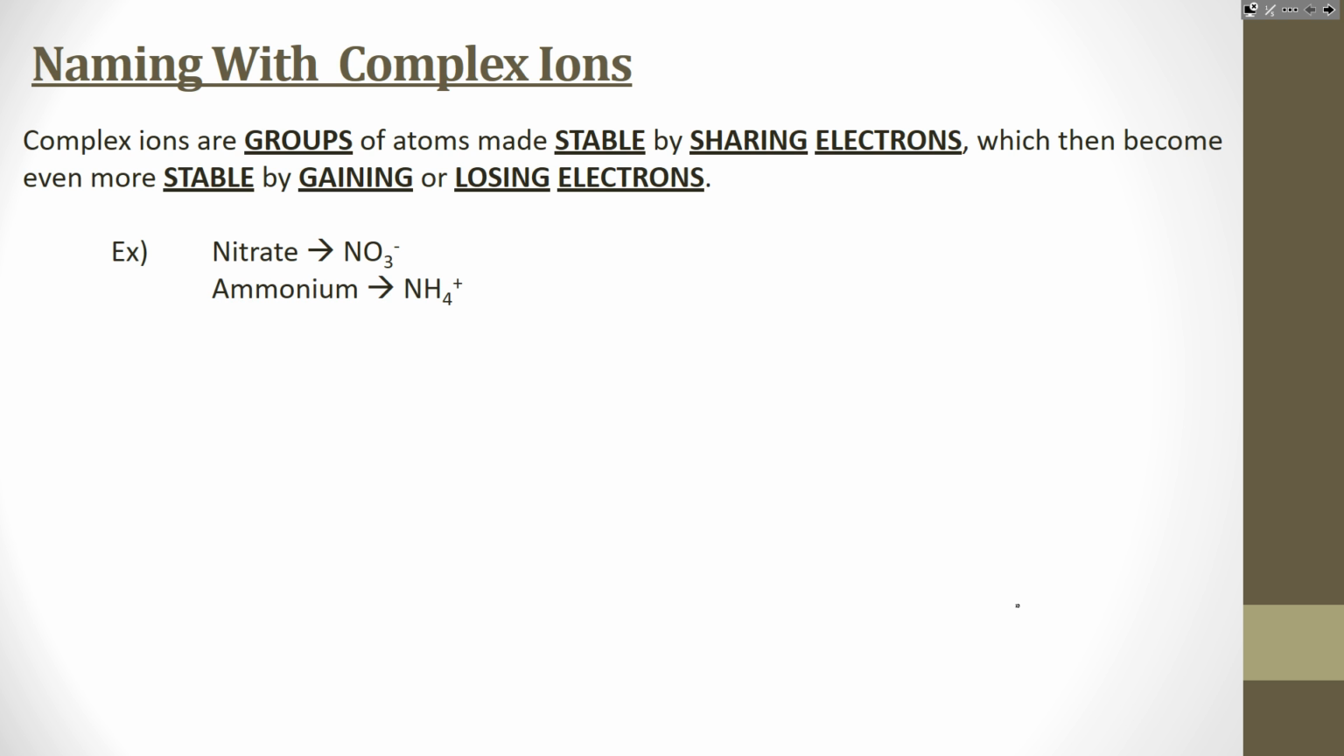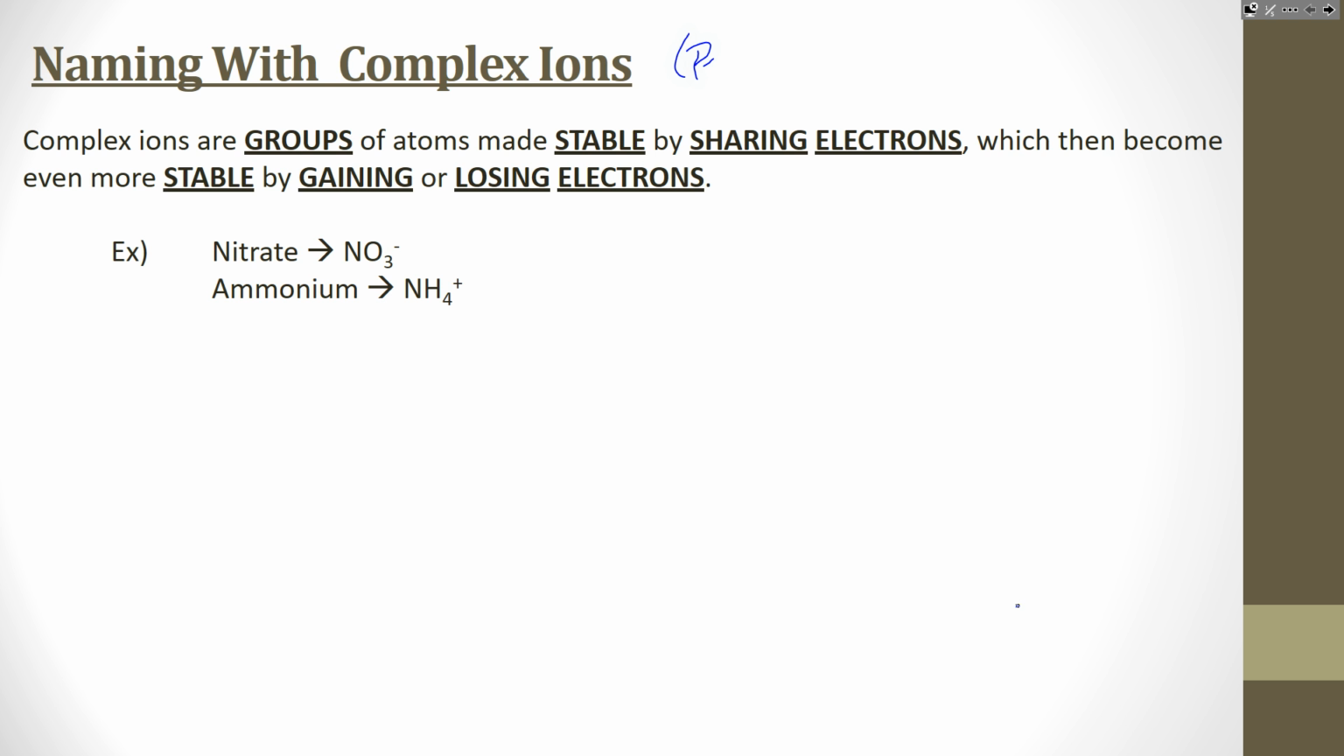Nitrate is one that's very, very common. It's nitrogen and 3 oxygens. And altogether, they're sharing their electrons covalently, but then also as a group of N's and O's, they've also gained an electron. Ammonium is another one. NH4, this is our major polyatomic positive ion. So you can call them complex ions. You can also call them polyatomic ions.